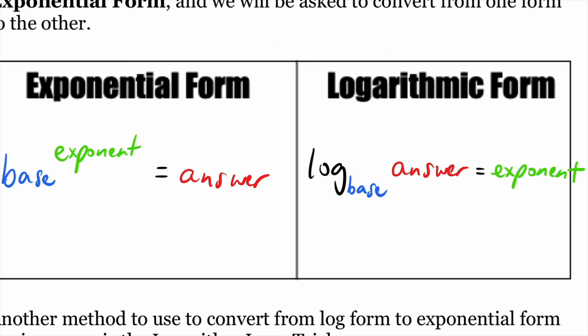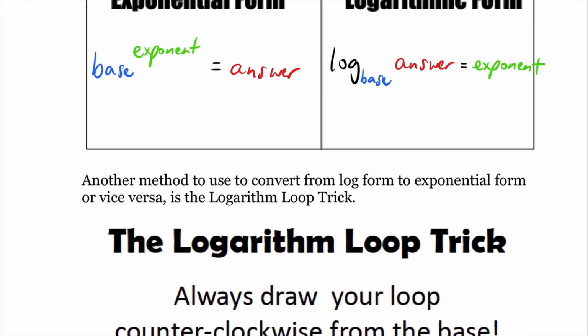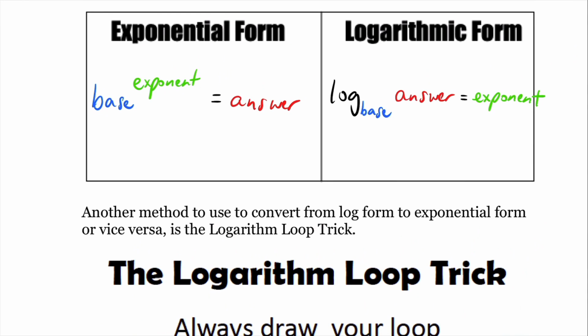Okay? Same numbers. I'm not changing the numbers around. You see on the board here, 2 is the base, 8 is the answer, 3 is the exponent. 4 is the base, 1 over 16 is the answer, negative 2 is the exponent. Same numbers. I didn't change them. They're just in different spots. Okay, so one way is by color coding them, right?